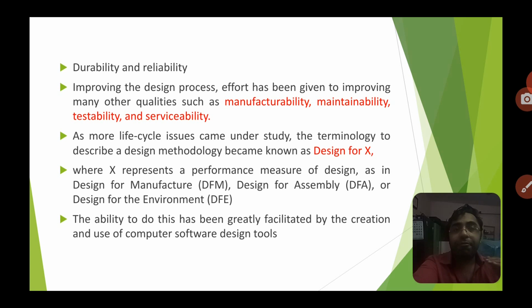There are a lot of DFs, like DFM, that is design for manufacture, design for assembly, design for environment. In the manufacturing case, we have to understand which type of design we have to produce. Suppose we have some concept or idea about our design, but in manufacturing the product, we have to decide what type of manufacturing to use.